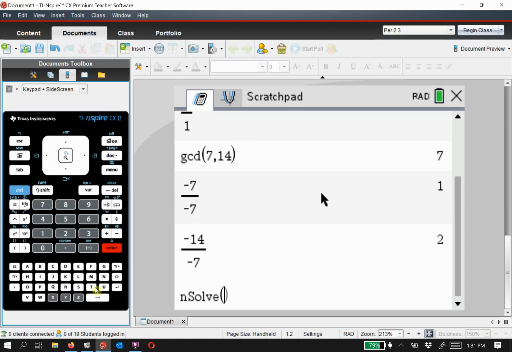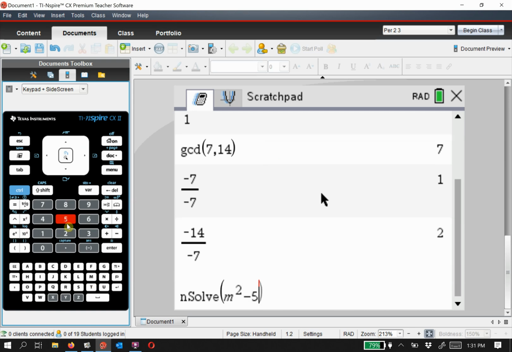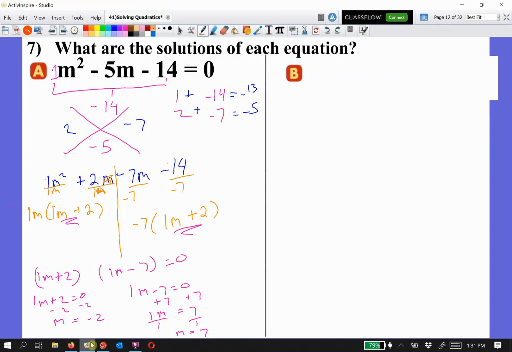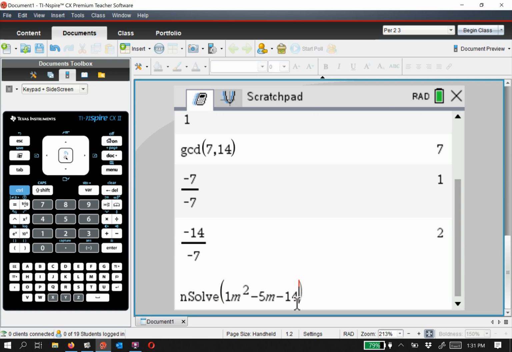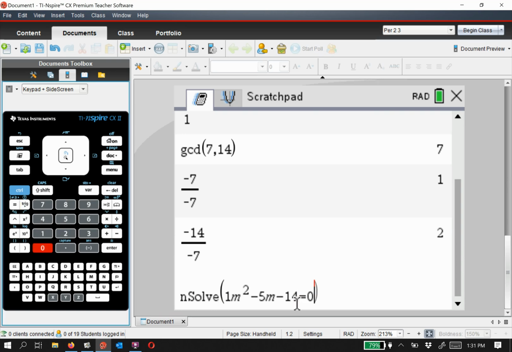You can use m squared if you want. Minus 5m minus 14. I'm going to double check I did that correctly. 1m squared minus 5m minus 14. If you want, you can put a 1 there. It does not matter. And of course, it says equals 0.